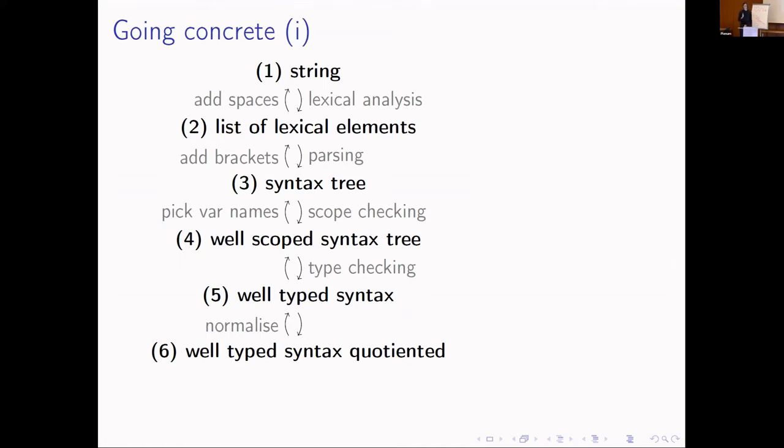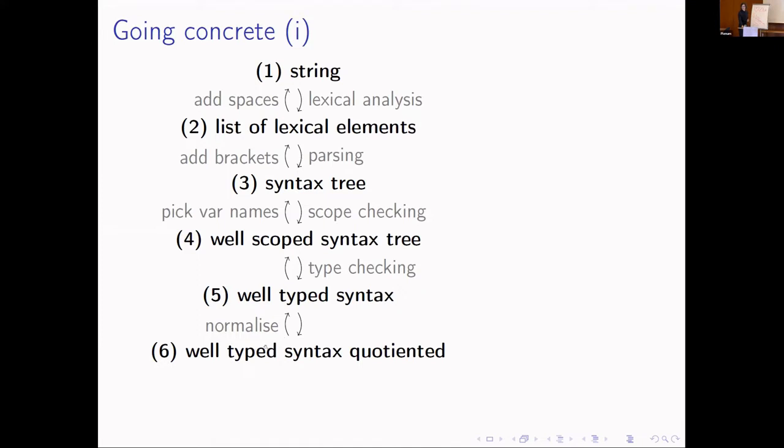We can also go concrete. Basically what we do when we go from a higher level to a lower level is we pick elements of equivalence classes. Like when you turn a list of lexical elements into a string, we have to decide where to put the spaces. Or when we turn a syntax tree into a list of elements, we somehow have to add the brackets there.